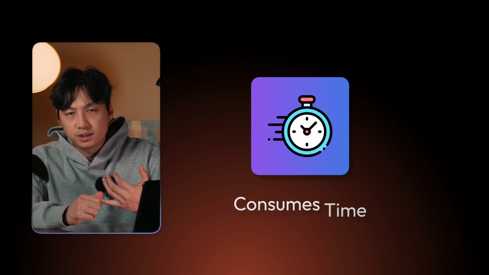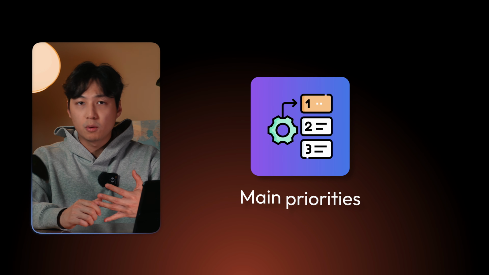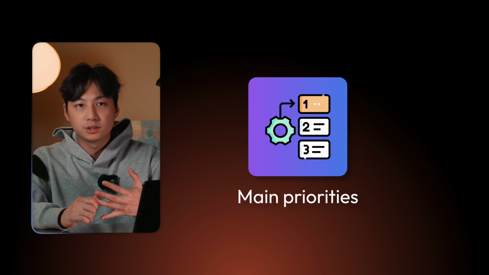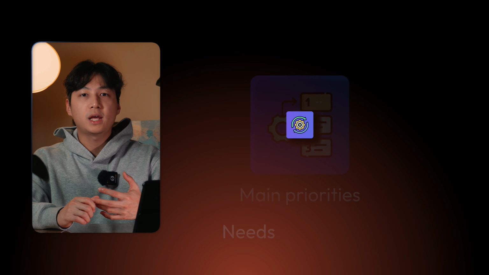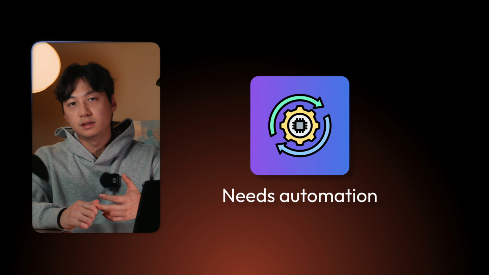From there, we prioritize. We ask ourselves a couple of questions. The first one being, what's costing us the most time? What are our main priorities? What processes do we want to capture in this system? What happens the most frequently? What needs to get automated?